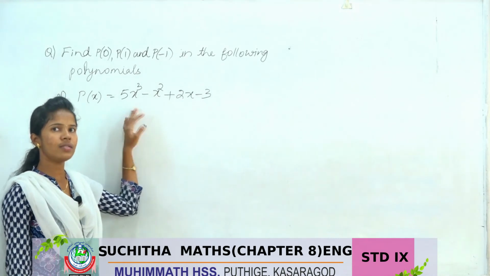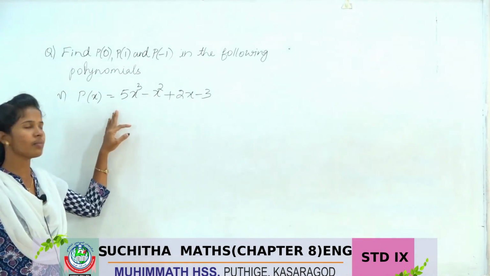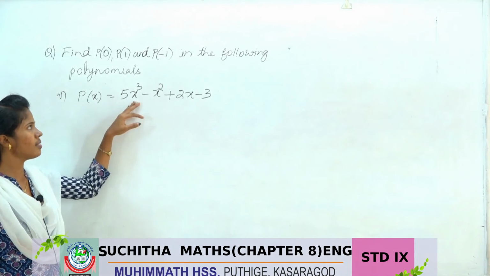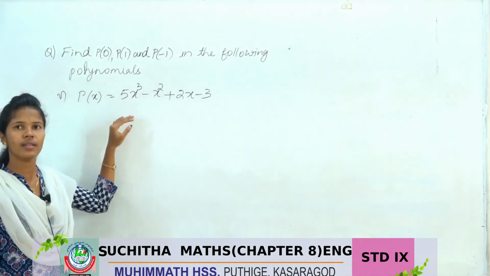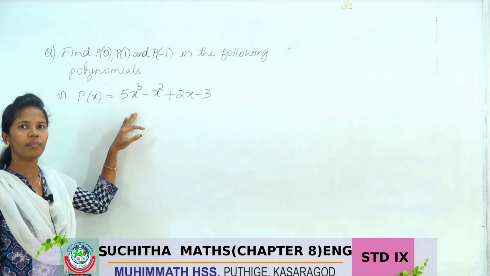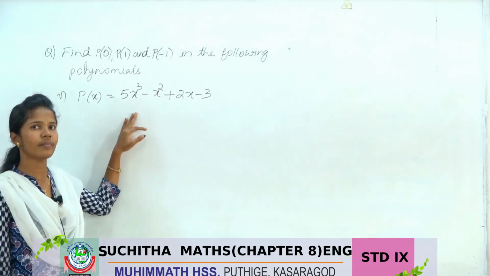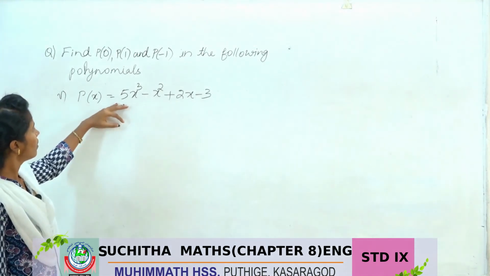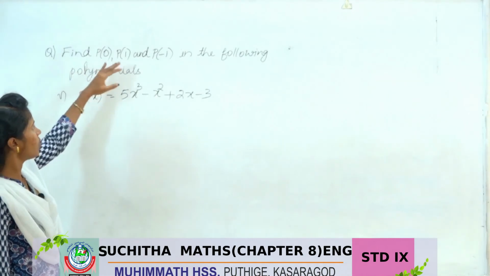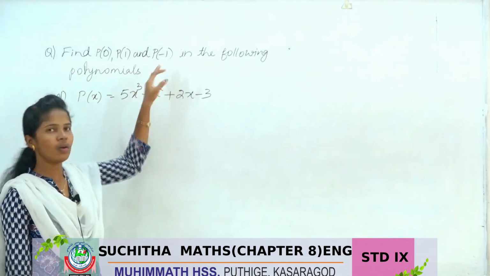So, what is the degree of this polynomial? Here the highest power of x is 3, therefore it is a third degree polynomial, isn't it? Okay. Now we have to calculate P of 0, P of 1 and P of minus 1.